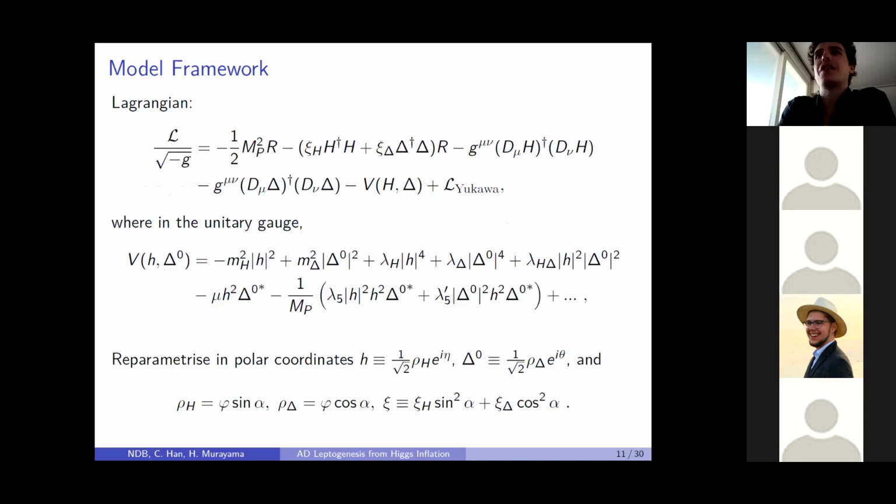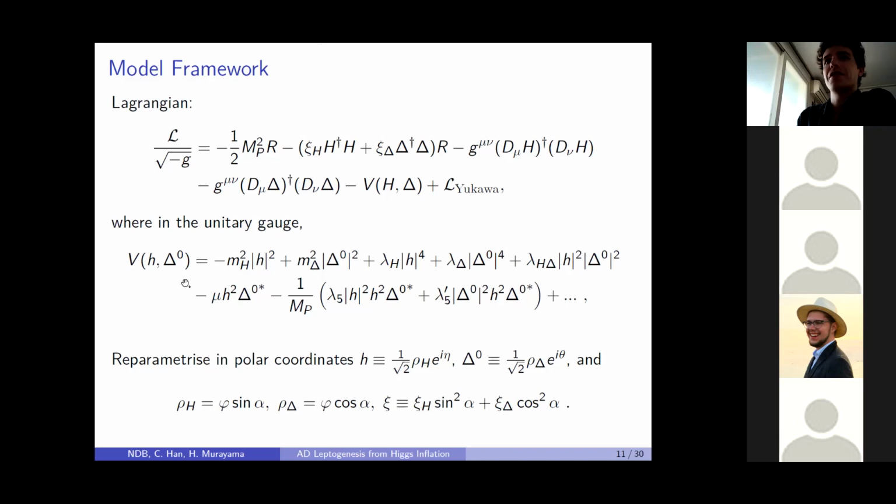Okay, so I've just laid out how the model is going to work. Here is the Lagrangian and all the required terms. We have our usual kinetic terms, and we've introduced our non-minimal coupling here. I haven't written the Yukawa coupling, but we have it. And our potential has the following terms.